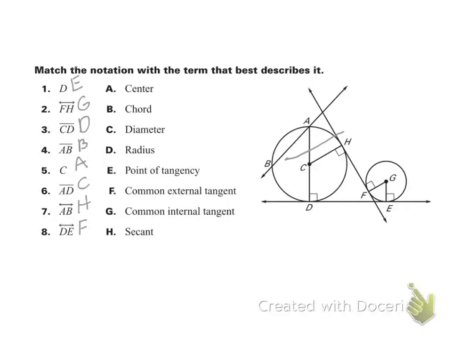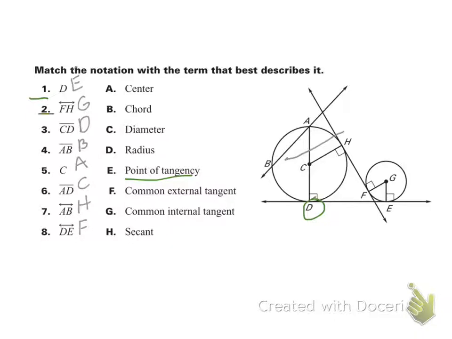Alright, here are the solutions for your study guide. Match the notation with the term that best describes it. If we look right here, the center, number 1, D. Notice that this is D right here, and D is the point of tangency, because it is where the line outside the tangent hits the circle.